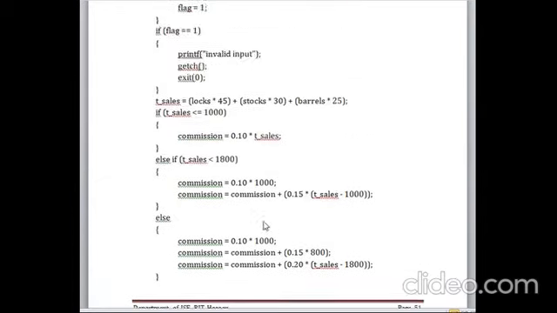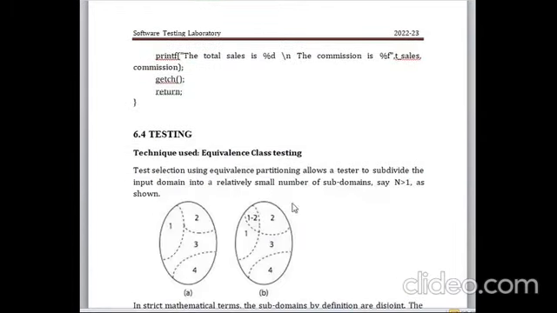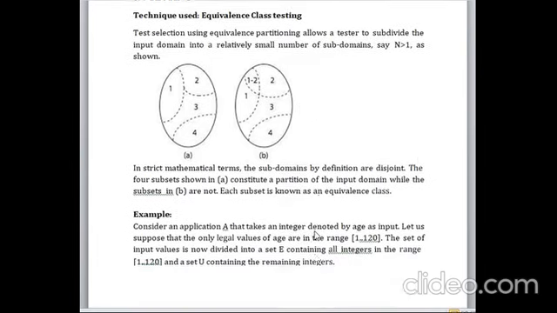So now come to the test cases, the testing methods. We are using equivalence class testing. That is, test selection using equivalence partitioning allows the tester to subdivide the input domain into a relatively small number of subdomains, that is n greater than 1, as shown in the figure. We partition these sets using equivalence class testing.